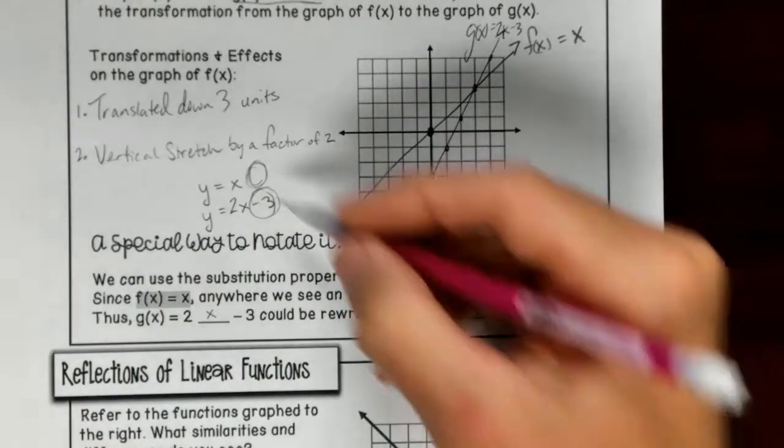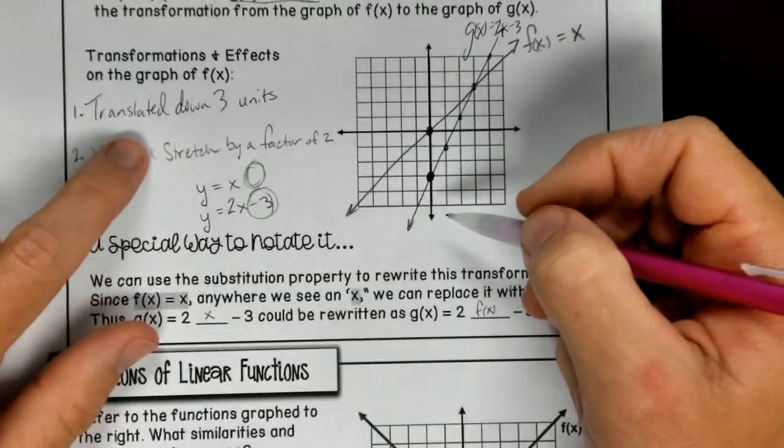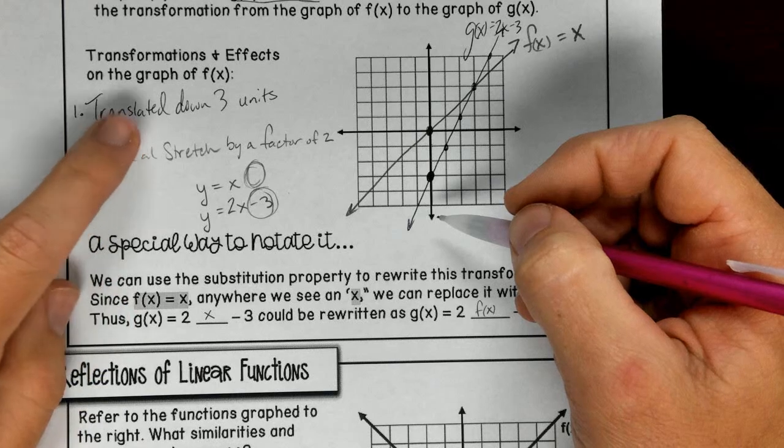That changed. There's nothing after this x. Now there's a negative 3. Well, guess what? That changes the y-intercept. We translated it down 3 units.